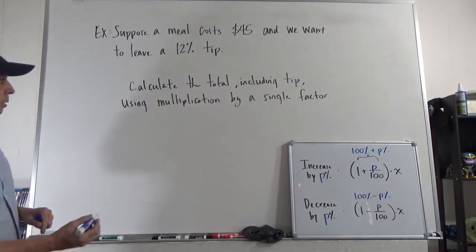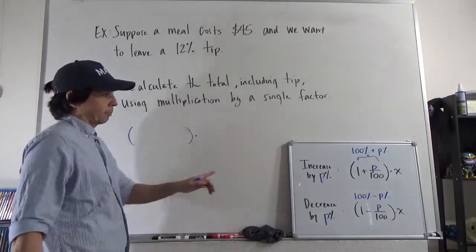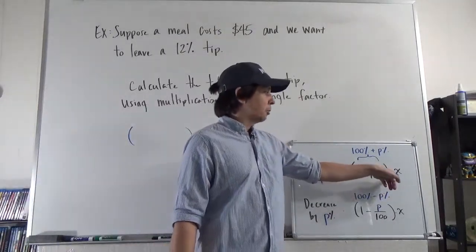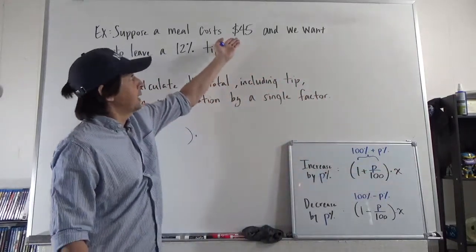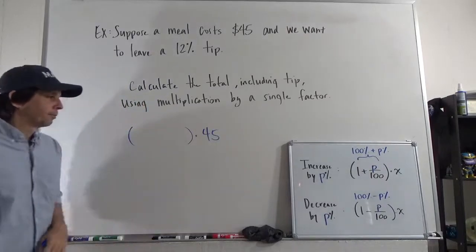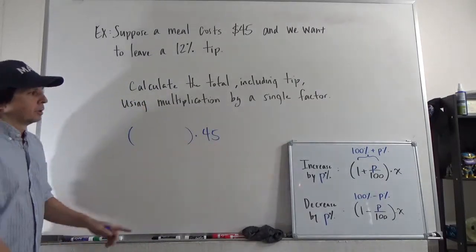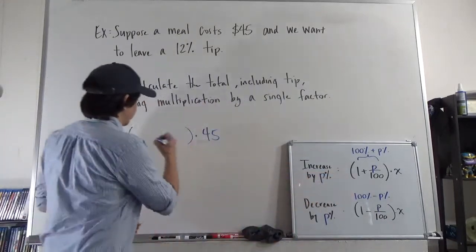Okay, let's do this slowly. You're going to have a factor here. We'll talk about that after. But then you're going to multiply that factor by x. X being the original amount, 45, your bill. And you want to increase that 45 by 12%. We're going to put a 1 there.